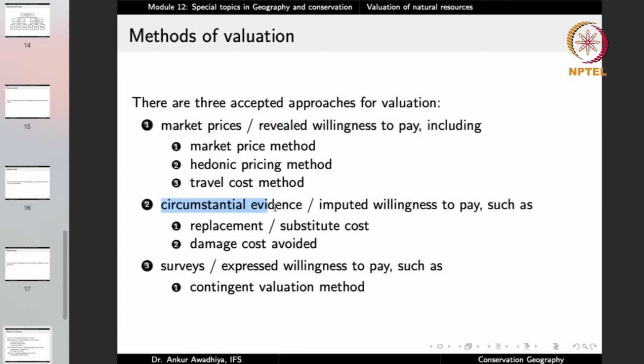But we can also look at circumstantial evidence or imputed willingness to pay, which is an inferred willingness to pay, such as replacement or substitute cost. Now in this case you ask the question that okay, the forest is providing you with certain benefits, say for water purification. Now if you did not have this forest, you would have to spend money to purify the water, say by setting up a water purification plant. What would be the cost of setting up that plant? What would be the cost of running and maintaining that plant?